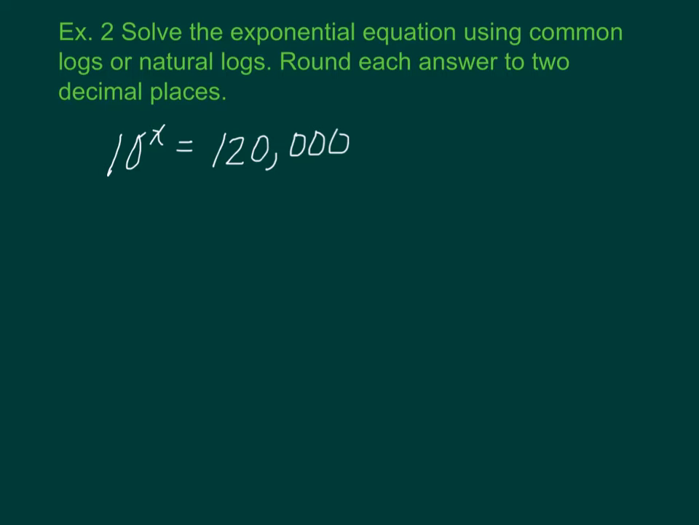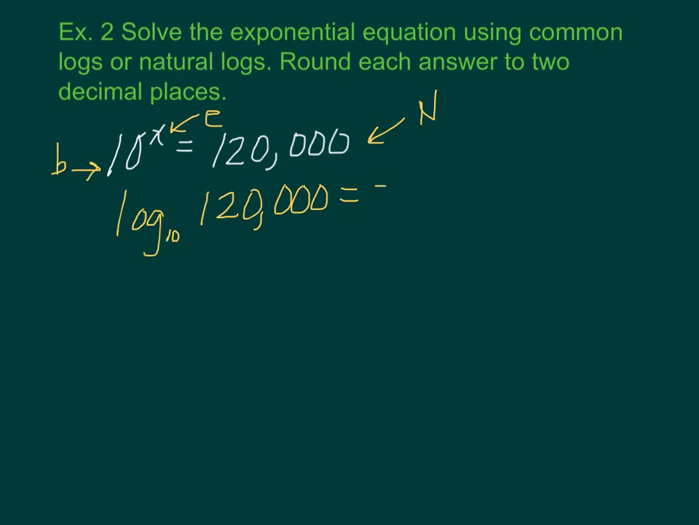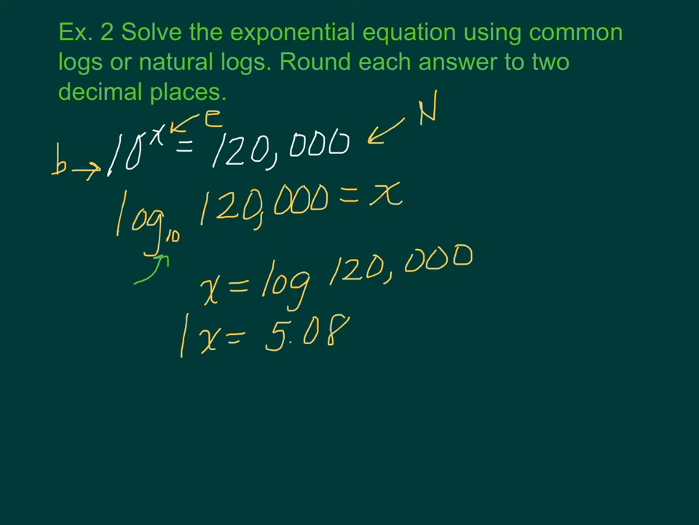Example 2 is the same. We're going to write it in log form. So it'll be log base 10 of 120,000 is equal to x. Now the good thing is our calculator is based on base 10, so you don't have to change the base. You can actually type it in just like this. Just do log 120,000, and that decimal will be 5.08. Make sure you're rounding correctly.